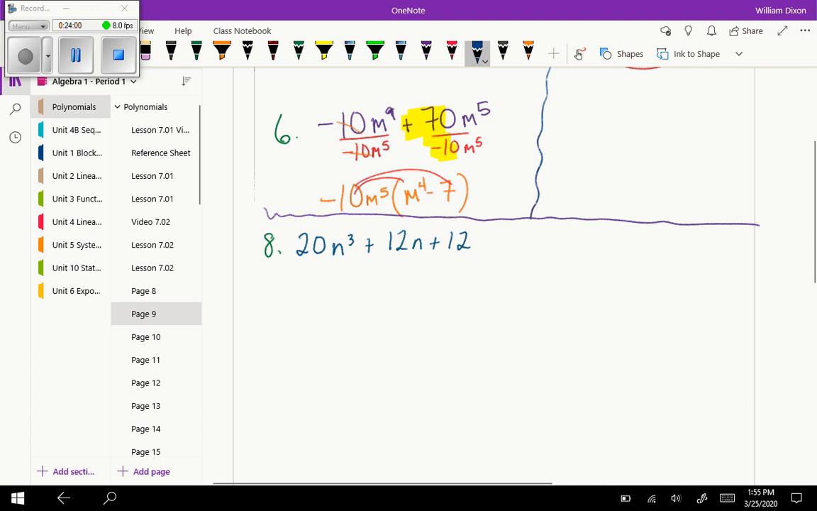Again, greatest common factor, GCF of this trinomial, the 3 terms. All right, what is the GCF of 20, 12, and 12? I hope you answered 4. All right, because that's correct. So I can take a 4 out. Notice the last term doesn't have an n, so I don't have to worry about the variables. So I'm going to take out my 4.